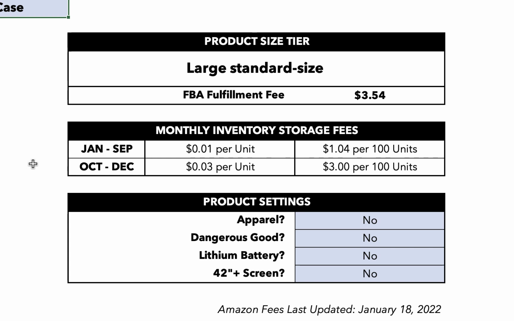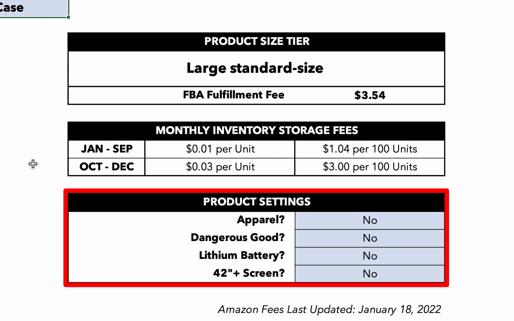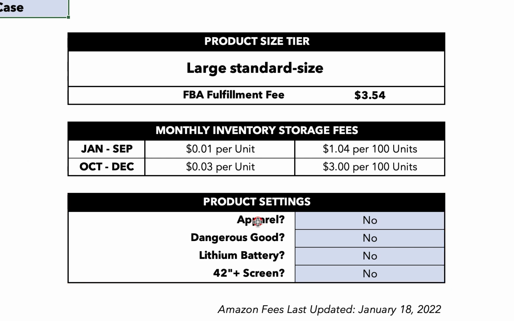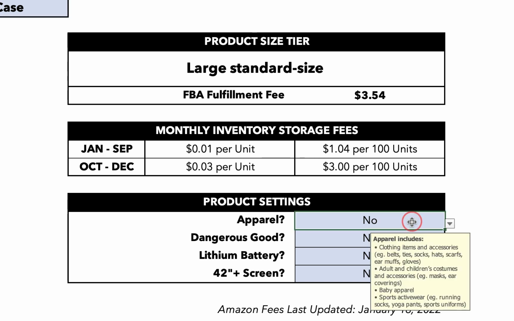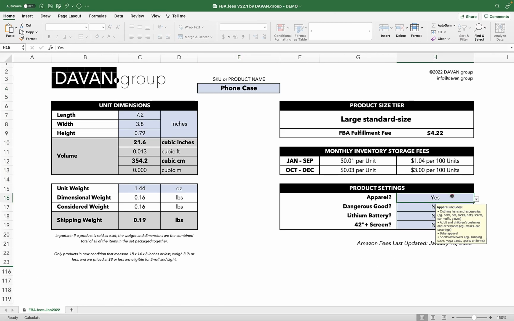The final part of the sheet deals with product settings. So if you sell an apparel good, a dangerous good, if your product contains a lithium battery, or a 42-inch screen, then you'll have additional fees added to your fulfillment fee. So if one of these applies to your product, just select here from the drop-down menu and select yes. We've also included some definition for each of the product settings, so you have a better idea of what's included. All right, so I'm going to go ahead and reset this.